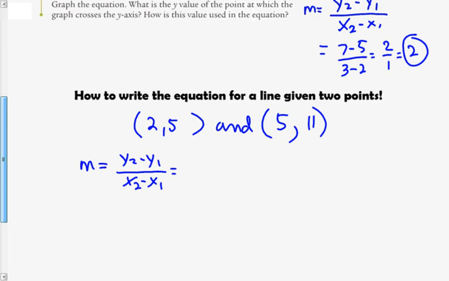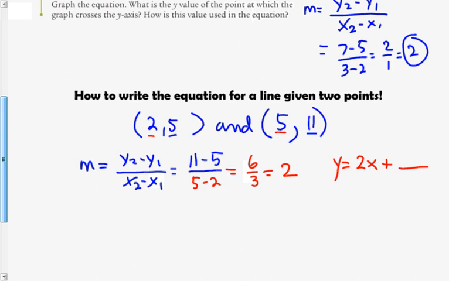So I'm going to subtract my y-coordinates, which are 11 and 5. That's this 11 and this 5. And then I'm going to subtract my x-coordinates, the 5 and the 2. And those are my rise and my run, and that equals 6 divided by 3, which is 2. So I now know my slope is 2, so I have this much of the equation, 2x. Now I'm missing something else there, still.